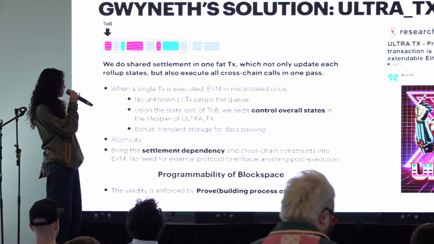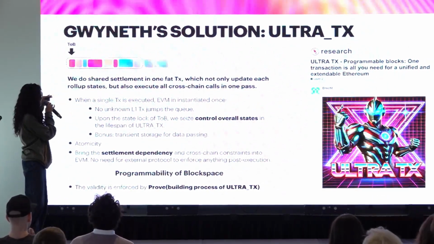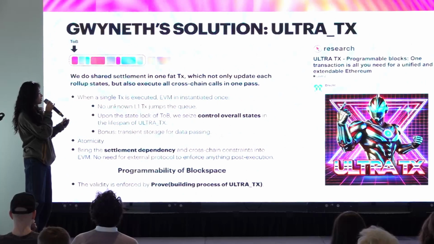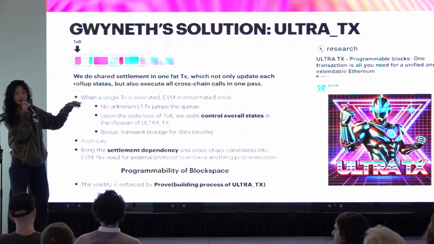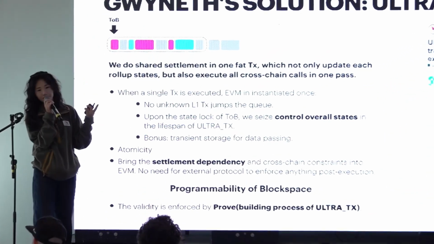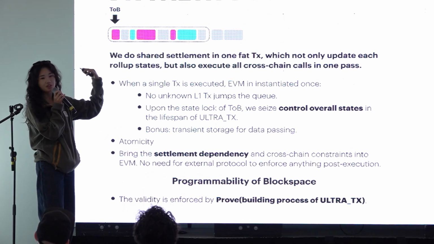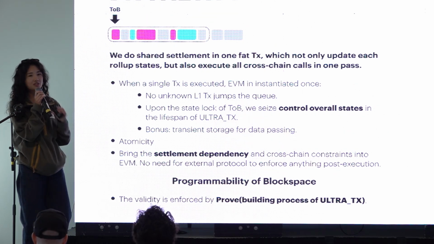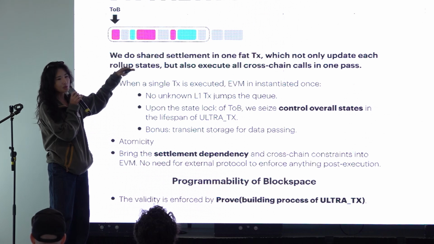The solution that we came up with at Gwyneth is what we call ultra transaction. We indeed just propose it one time at the top of the block, but in this top of the block ultra transaction, we do shared settlement, and that will update each rollup's state, but also execute all cross-chain calls in one pass. The intuition behind it is that as this one single transaction is being executed, the EVM is only instantiated once, which means there's no unknown L1 transaction that jumps the queue to mess up your state. Upon obtaining the state lock at the top of the block, we basically seize control of all of the states across layer 1 and layer 2 in the entire lifespan of this transaction execution.